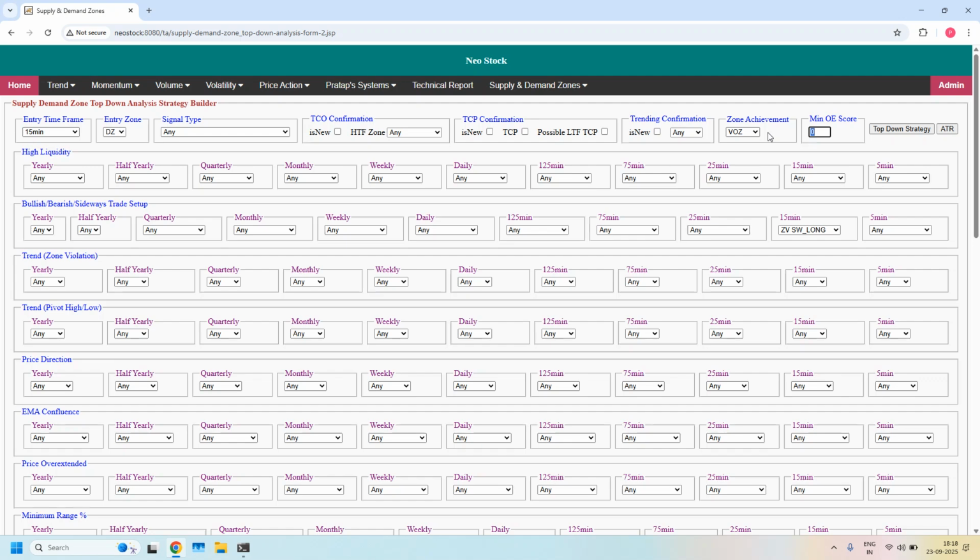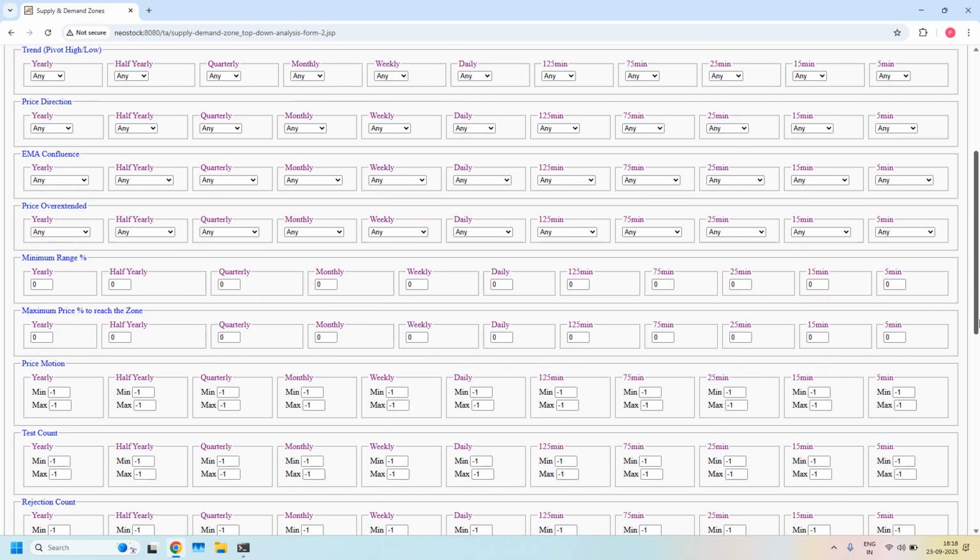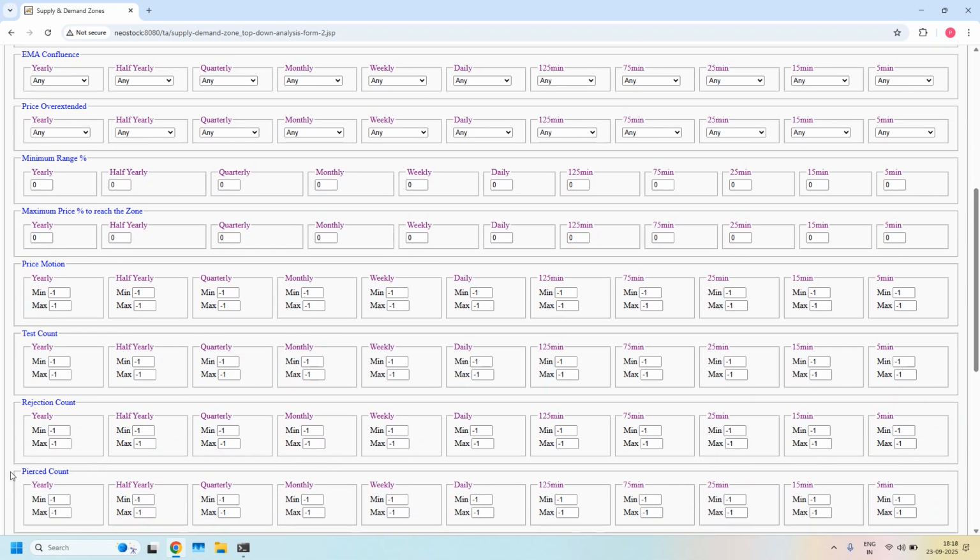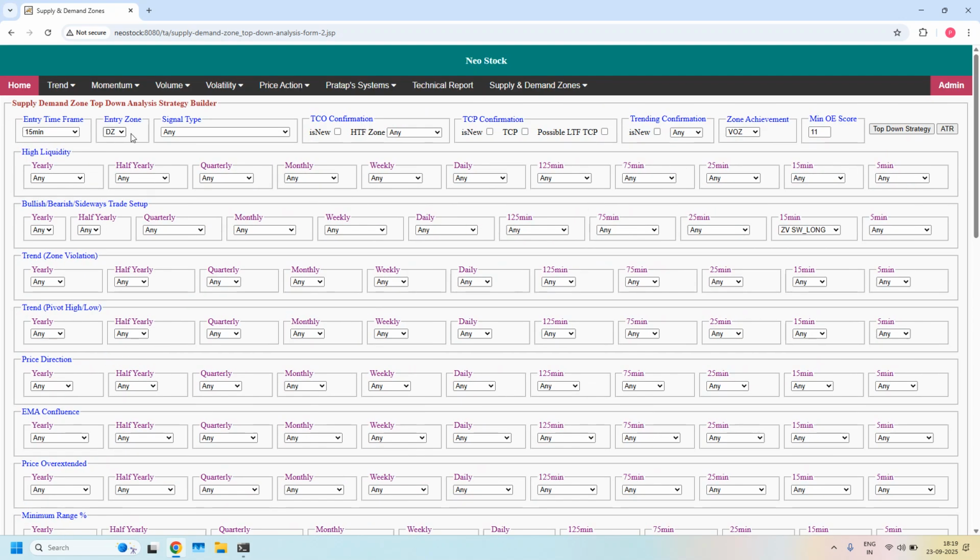Minimum odd enhancer score 11 for sideways. And also the 15 minutes demand zone should not be pierced. So in the pierced count parameter, at 15 minutes time frame, I am setting minimum value 0, maximum value 0. That means pierced count is 0, and pierced count 0 means zone is not pierced. Which zone? 15 minutes demand zone, because we are applying the filter on this 15 minutes demand zone. Whatever you select, the filter will be applied there.